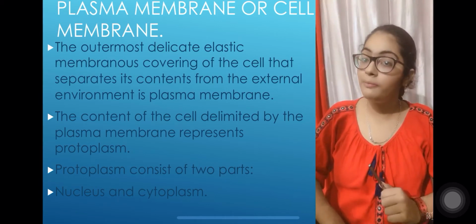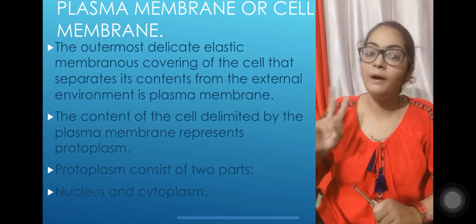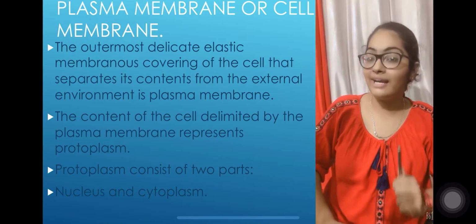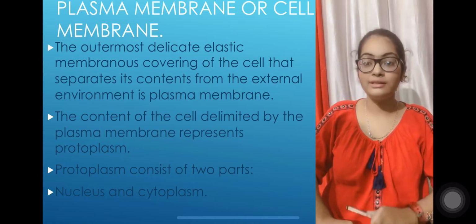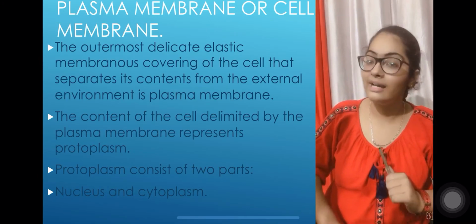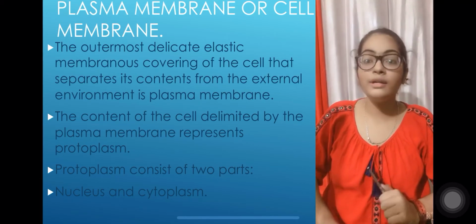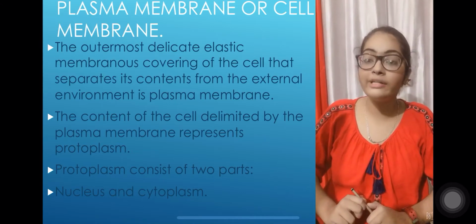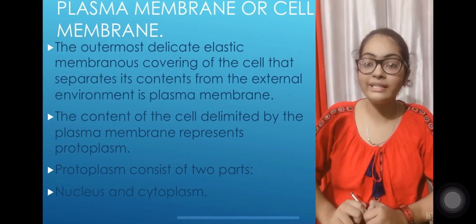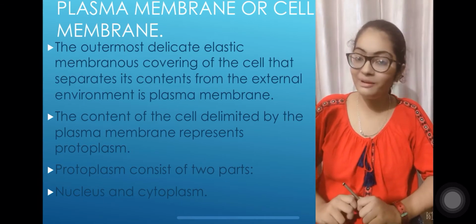The protoplasm has two components. Okay, it has two parts. What is it? The cytoplasm and the nucleus. Protoplasm consists of two parts. It is cytoplasm and nucleus. These are very important. Okay, what does the protoplasm consist of? Come on, tell me. It is nucleus and cytoplasm.